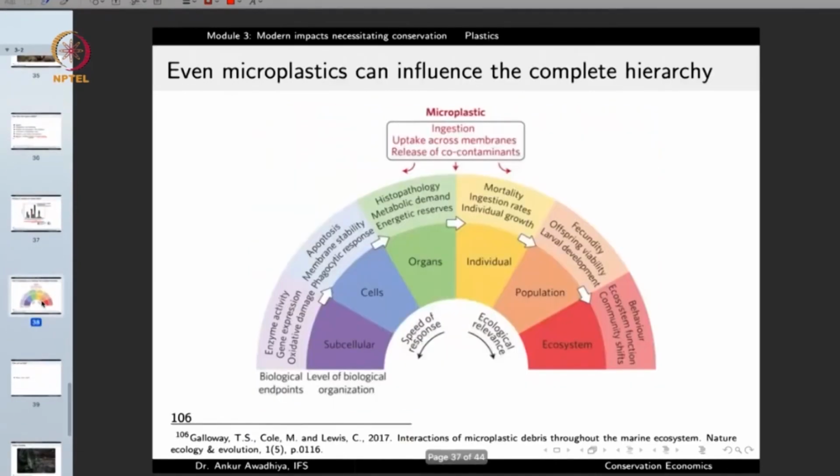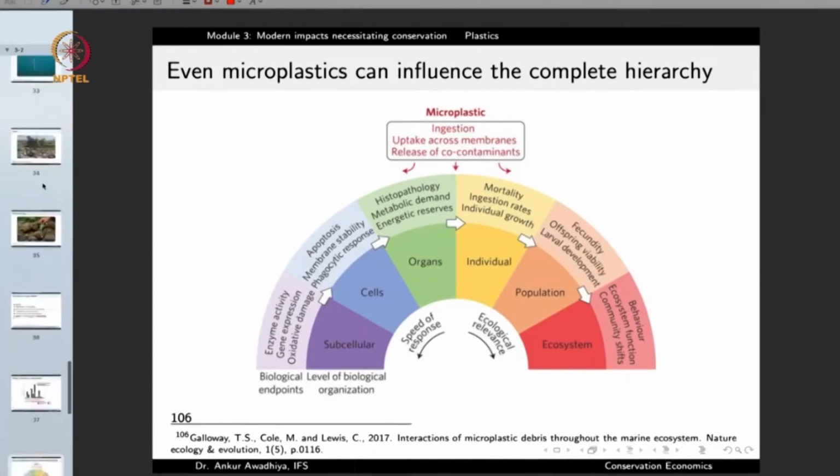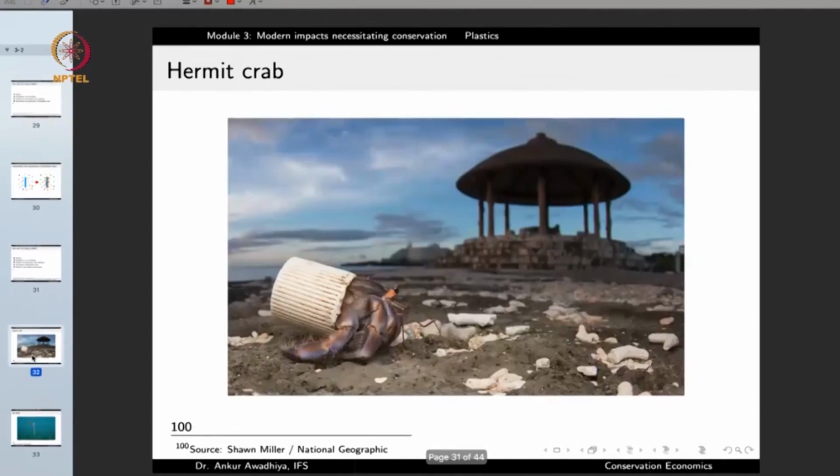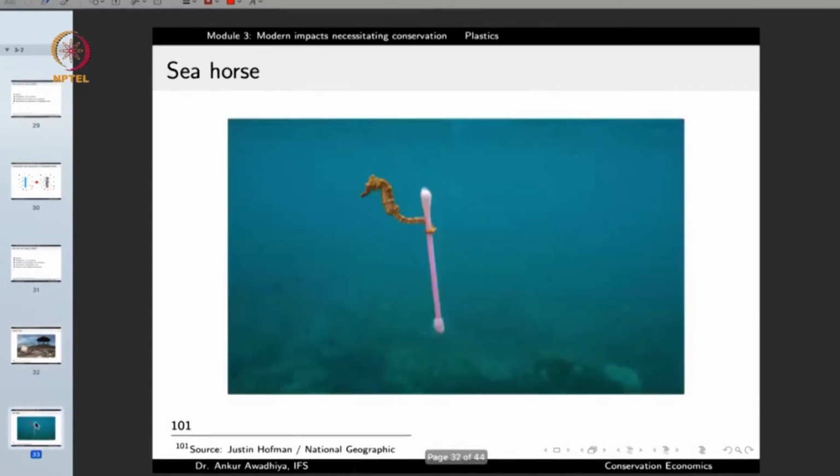large number of organisms. At the level of ecosystem, we have seen that plastics influence the behavior of different organisms. We have seen the image of this hermit crab, which is now using this plastic, or we have seen that a seahorse is using this plastic. Now, what happens is that if a particular species becomes too much acclimatized with these plastics, it may change its behavior to such an extent that certain other species may also get impacted.